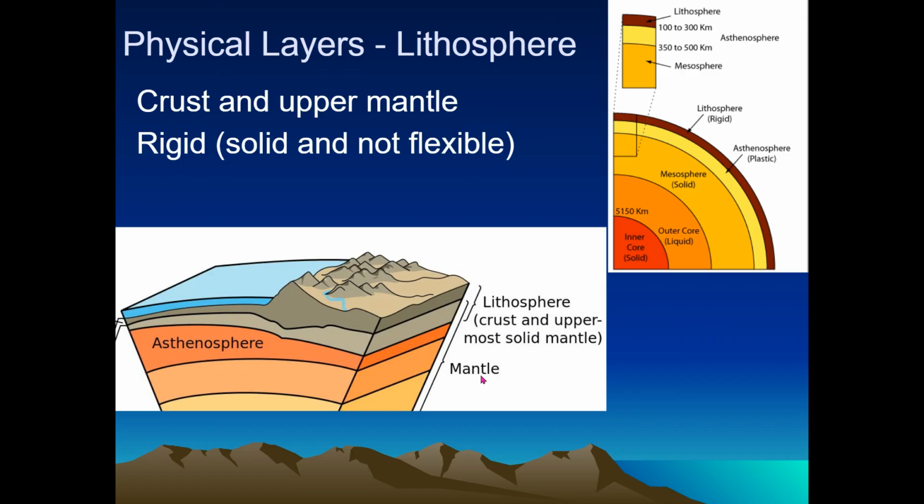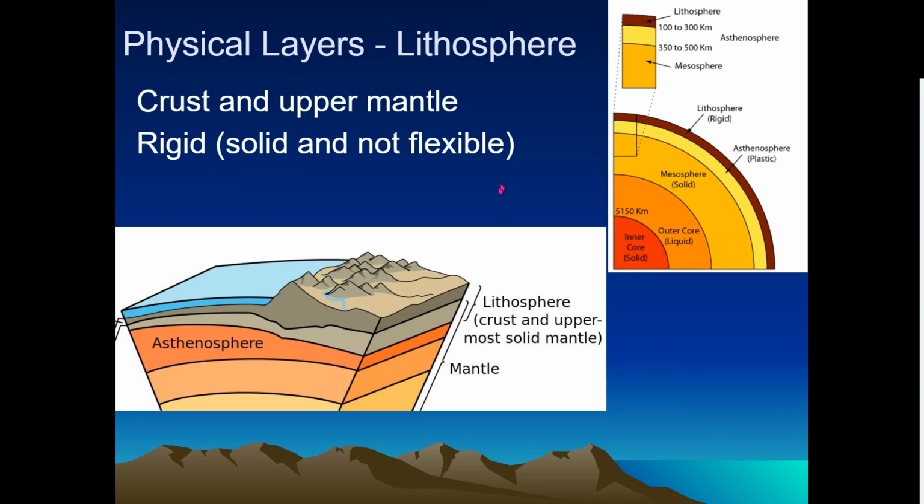Okay, let's go into the physical layers. So now we're shifting gears. We're not talking about the chemical composition on this side. Now we are talking about what physical property these particular things are in. So are they solid? Are they liquid? Are they rigid? Are they movable? That's what we're looking at. So our first layer is called the lithosphere.